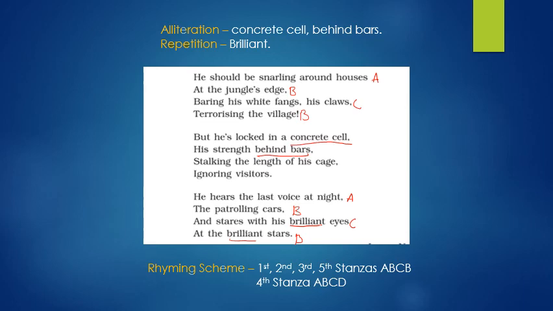Whereas in the fourth stanza: A, cell, bars, cage, and visitors. All the words at the end are different. So the rhyming scheme of this stanza is A, B, C, D.